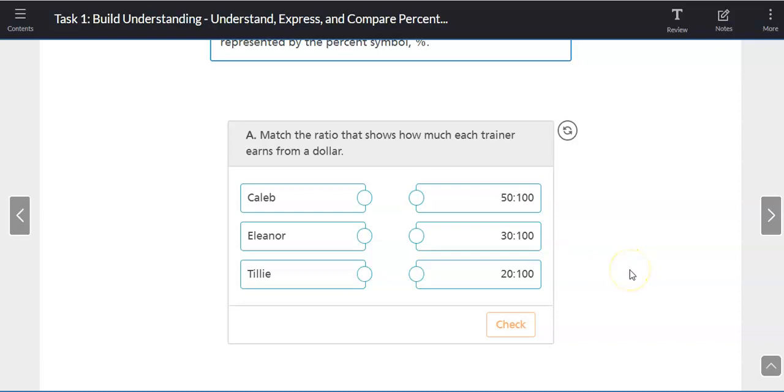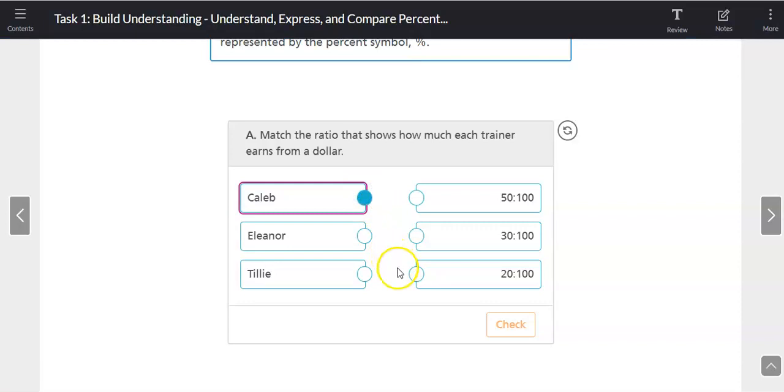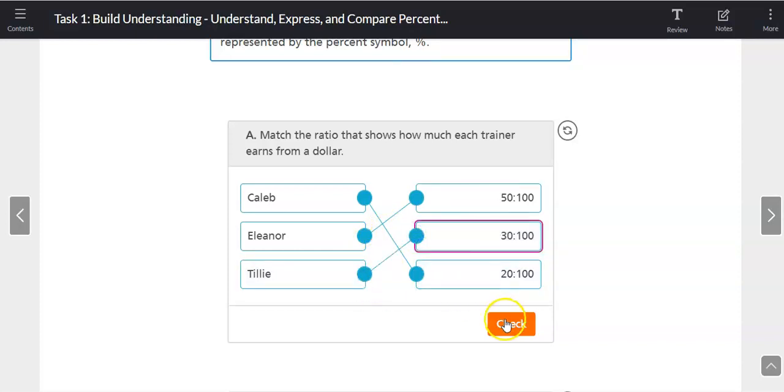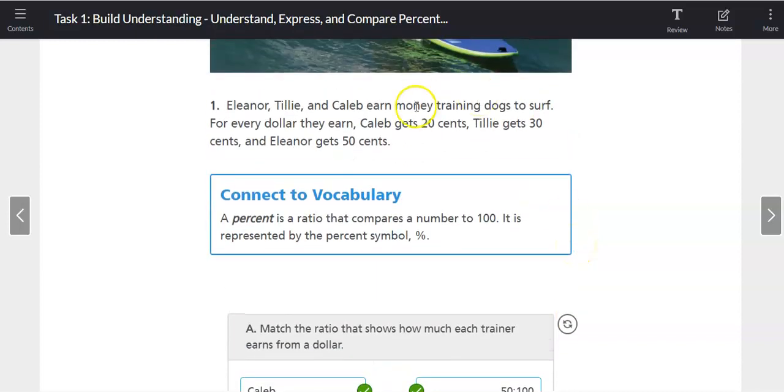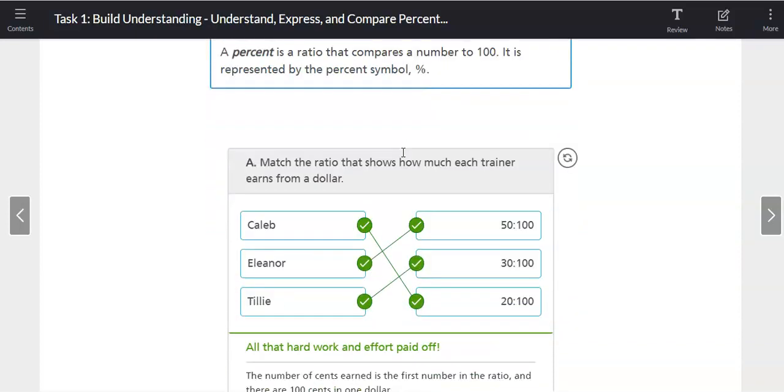Okay, we're going to match the ratio that shows how much each trainer earns from a dollar. Now, set up above that Caleb gets 20 cents. So that means Caleb gets 20 out of 100 because there are 100 cents in a dollar. Eleanor gets 50 cents, and Tilly gets 30 cents. Let's check it out. And I got all that information from right up here.